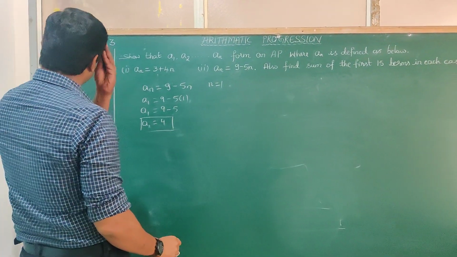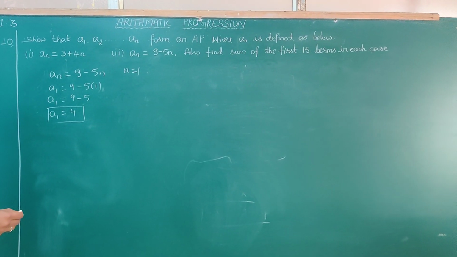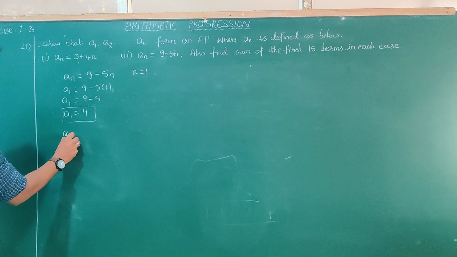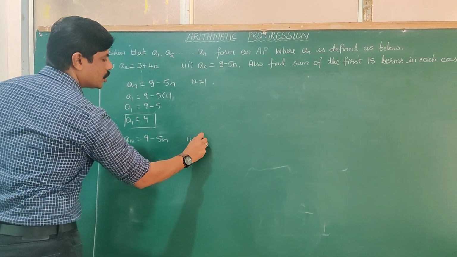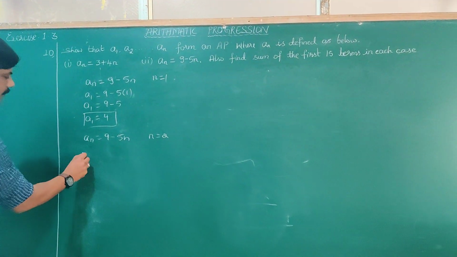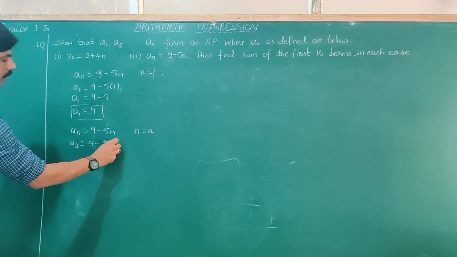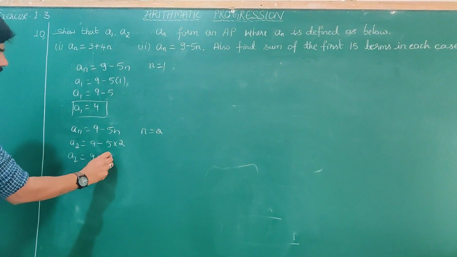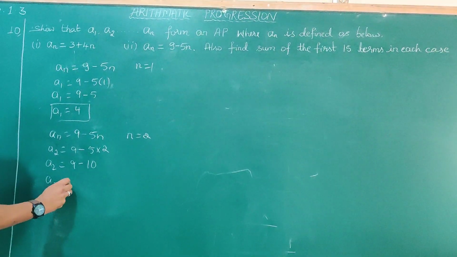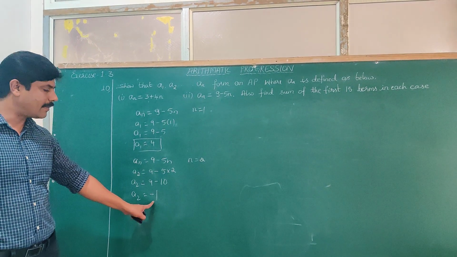Now we'll see the second term. To find the second term, what is the n value? The n value is 2. an is equal to 9 minus 5n. Put n is equal to 2, so that you will get the second term. a2 is equal to 9 minus 5 into 2, which is 9 minus 10, so a2 is equal to minus 1. The second term we got is minus 1.